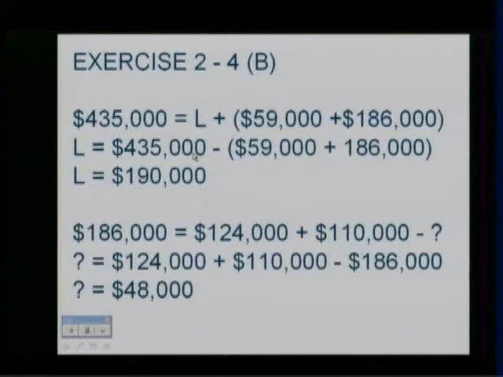Well, they also want you to compute in here your ending retained earnings. Is that right? Beginning retained earnings, I'm sorry. You can solve for that by taking your 186, setting it equal to $124,000, plus the $110,000 for net income, subtracting out the $186,000 for ending retained earnings, and that will leave you with $48,000.